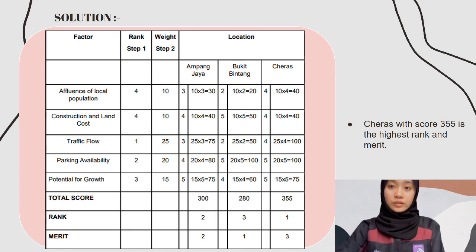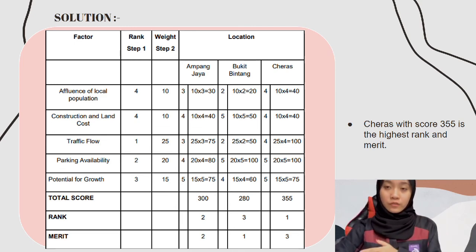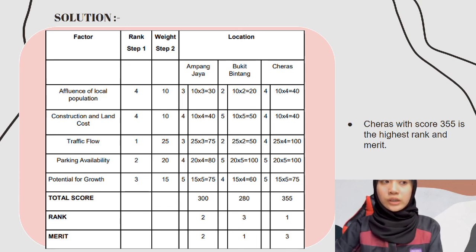Next step, we must give the total score for each location based on the question given just now. So the total score is given from 1 to 5. After that, we must multiply the score with the weight. After we get the total score for each location and each factor, we must add all the factors for each location. Okay, like Ampang Jaya, the total score we got is 300, and for Bukit Bintang we got a total score of 280, and for Cheras we got 355.